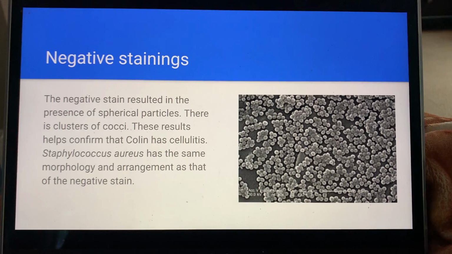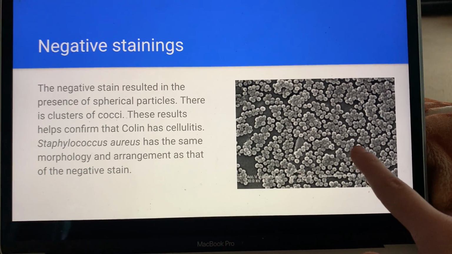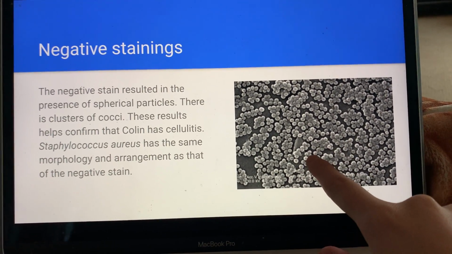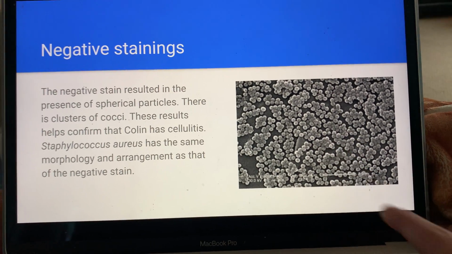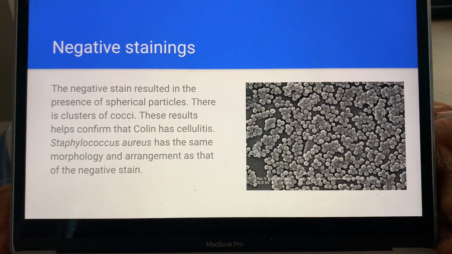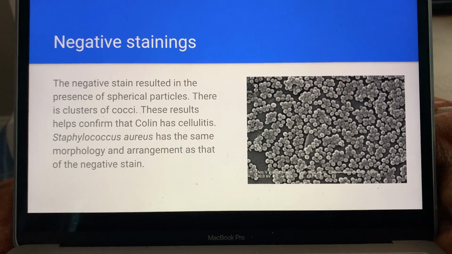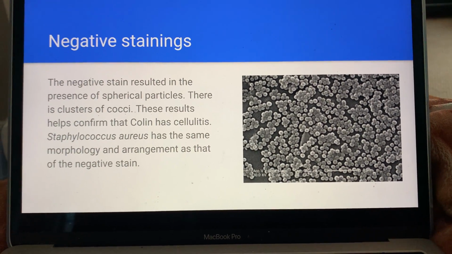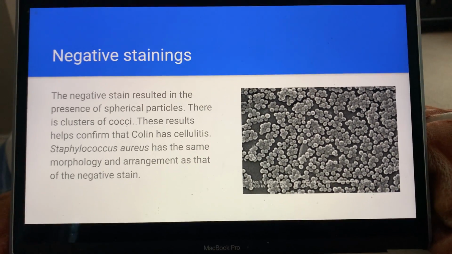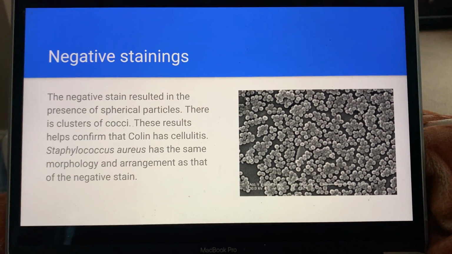The second is negative staining. As you can see, this was the result we got back. Clearly spherical colonies and clusters of cocci, which is great. So these help confirm that Colin has cellulitis. Staphylococcus has the same morphology and arrangement as the negative stain, further confirming my suspicions.